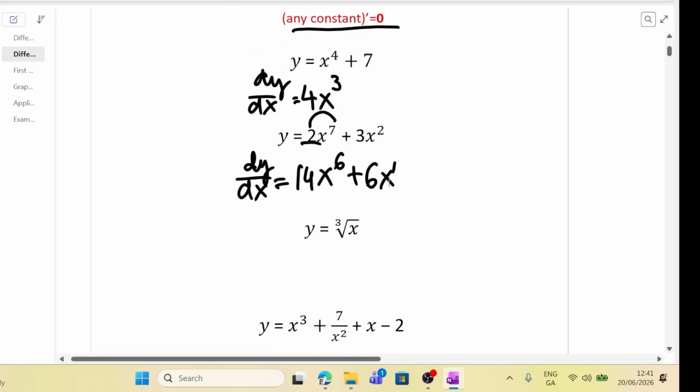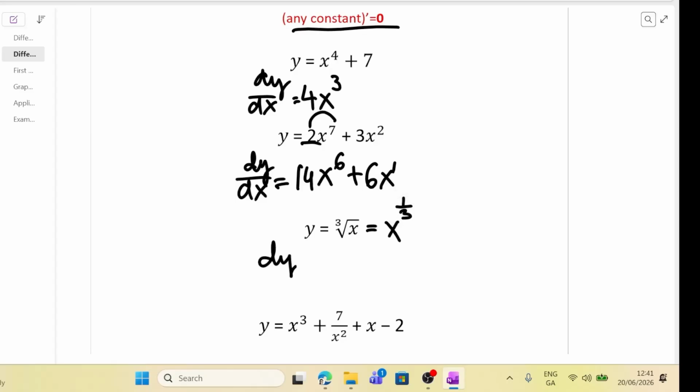Next one over here. So now if I have cubic root of x, I don't know how I differentiate something like this unless I'm going to change that using the rules of indices into the form x to the power of 1/3. Then dy over dx is just simply 1/3 x, and when I reduce 1/3 by 1 it is just minus 2/3.